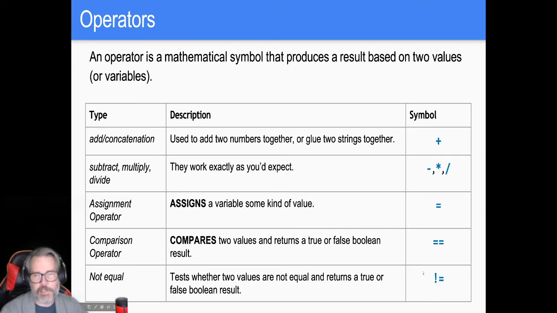And lastly we have not equal to. Again you're comparing two things, and if they are not equal to each other, then it would be true. If they are equal to each other, then it would be false. It's kind of the opposite of the comparison. Think of it that way.